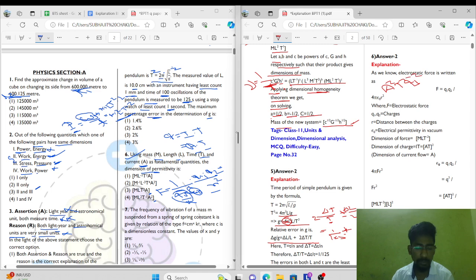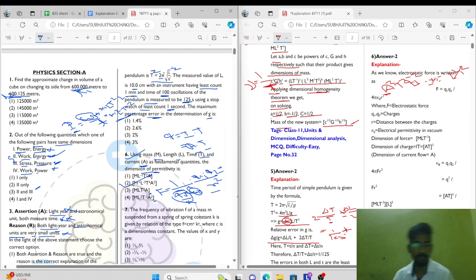Now, for calculating the dimension of F, I think you already know the dimension of F is MLT minus 2, right? So it will become M minus 1, L minus 1, T2. The L minus 1 terms will add to each other. After calculating all this, you will get M minus 1, L minus 3, and T to the power T square plus T square equals T to the power 4, and A to the power 2 is already there. So option number 2 is the correct answer here.